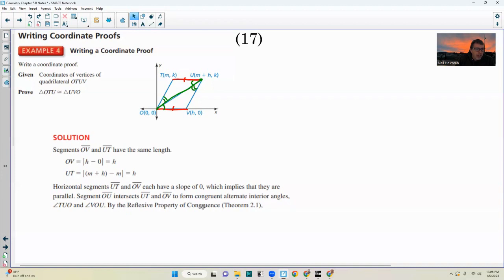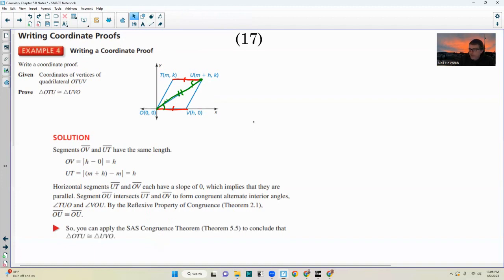Now they're saying by the reflexive property of congruence, OU is going to be congruent to itself. And there it is. So we have two angles and a side that's not included. Actually, we have two sides, the side that's congruent to itself. So it's side, angle, side. We're not talking about this angle. We're talking about angle TUO and angle VOU. So it's angle, side, angle. So now we know those two triangles are congruent by side, angle, side.